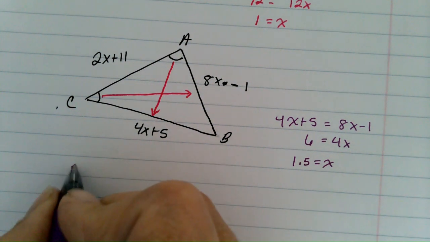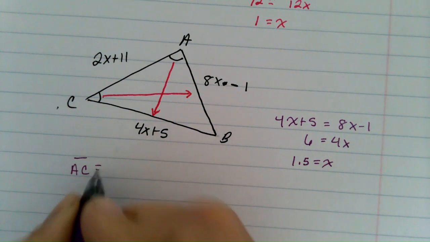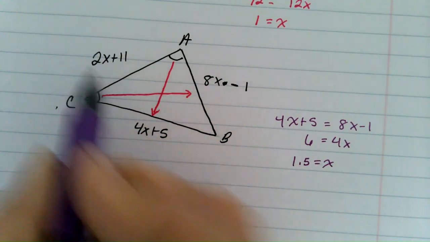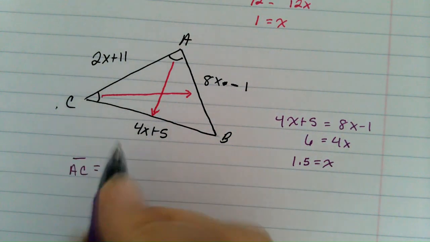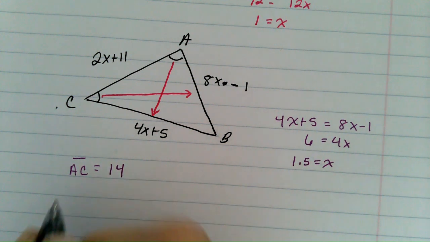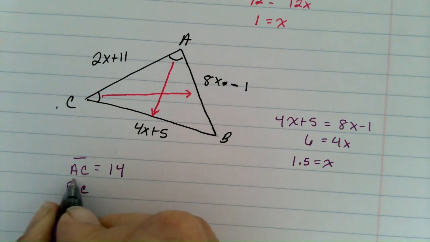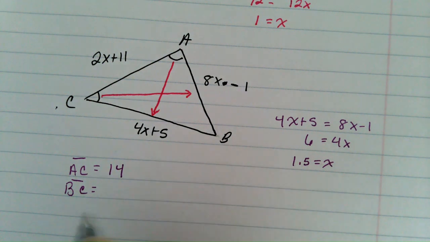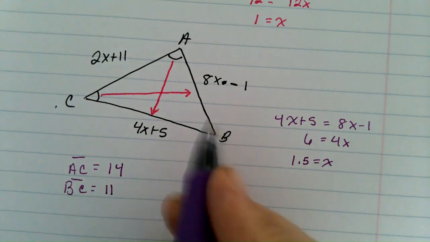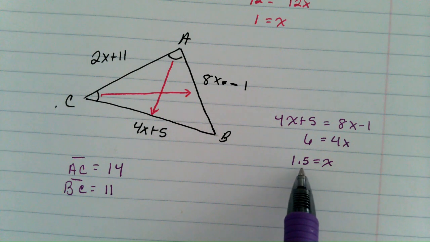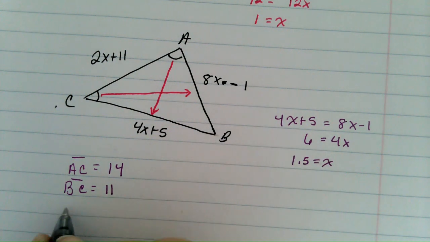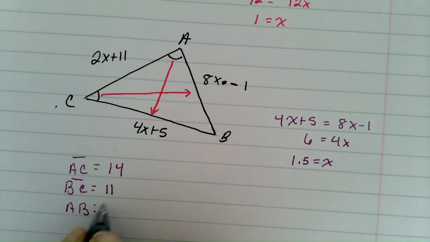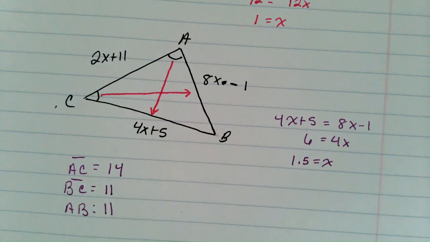Okay, so AC is 2 times our x, so 2 times 1.5 is 3, plus 11 is 14. BC, 4 times 1.5, right? That's 6, plus 5 is 11. And 8 times 1.5, that's 12 minus 1 is 11. So AB is also 11, which we knew because AB and BC had to be congruent.